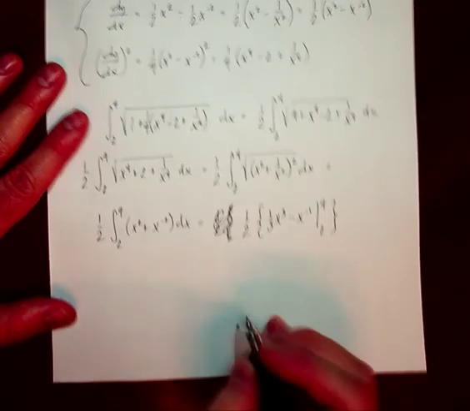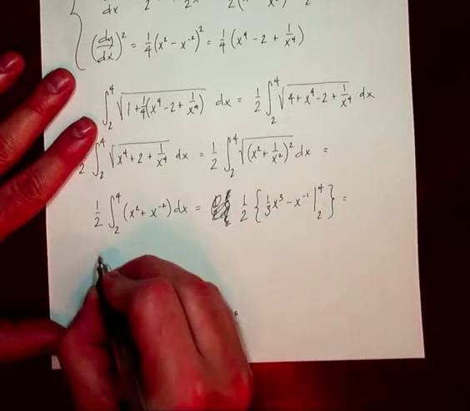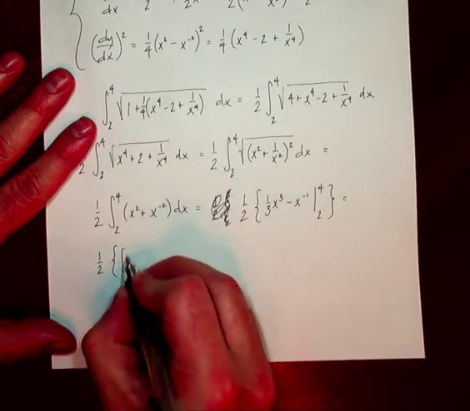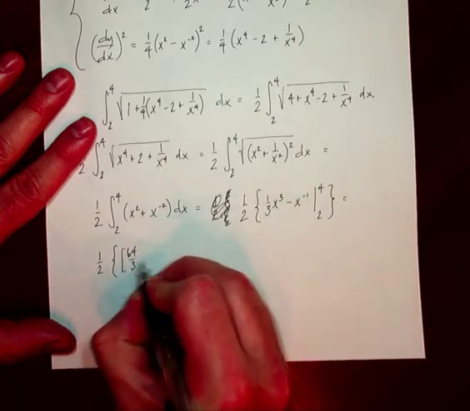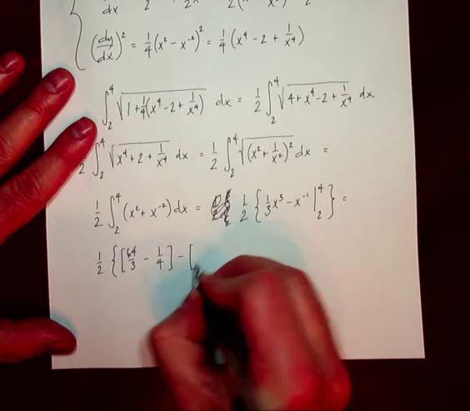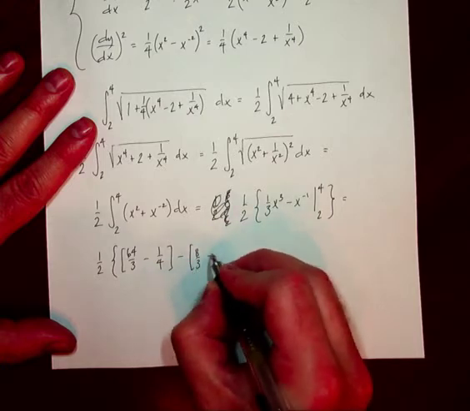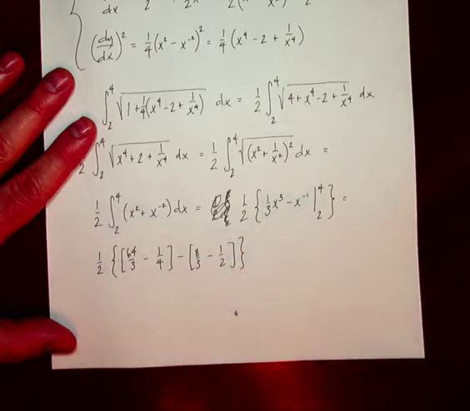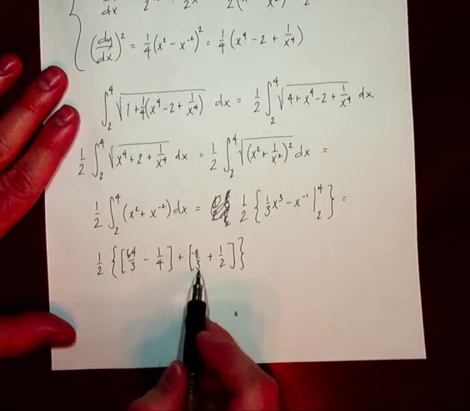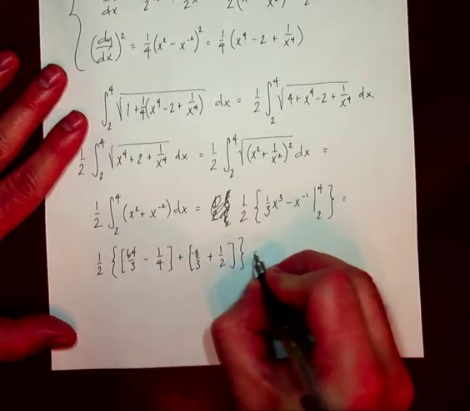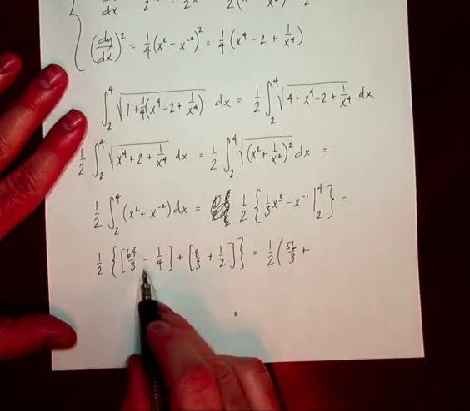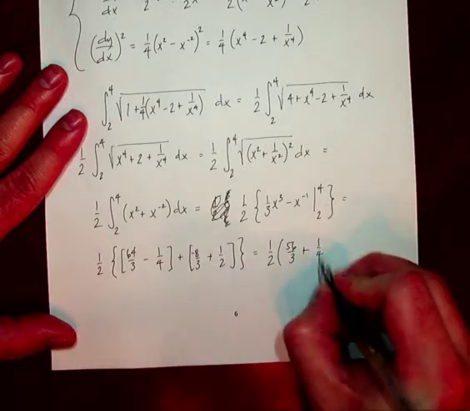Well, the arithmetic winds up being relatively easy, it's just fractions. When I plug in 4 into here, I'm going to wind up getting 64 thirds minus 1/4. And when I plug 2 in, I'm going to get 8 thirds minus 1/2. Well, let's go ahead and distribute this negative. Okay, and you're going to get 64 thirds and negative 8 thirds, which is going to be 56 thirds. So that's 1/2 and 56 thirds. Then you have negative 1/4 plus 1/2. That's going to give you a positive 1/4.